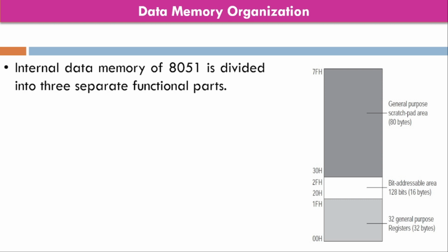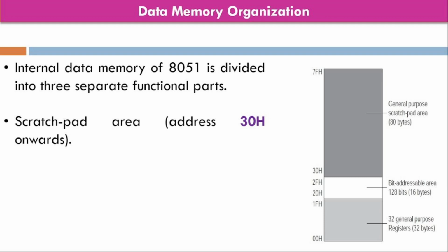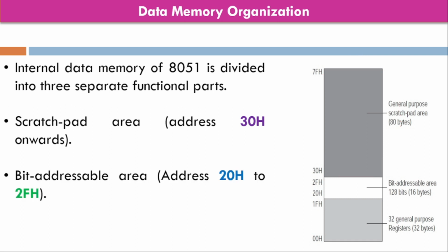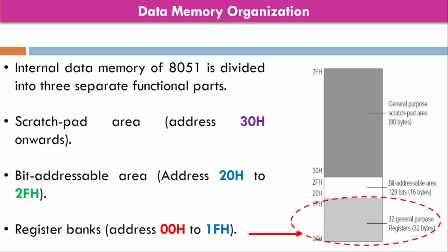Now, let's delve into the data memory structure of the MCS 51 and its segmentation. The internal data memory of the 8051 is divided into 3 distinct functional sections: the scratchpad area, starting from address 30 hex onwards, the bit addressable area, ranging between the address 20 hex to 2F hex, and the register banks with address range starting from 00 hex to 1F hex.